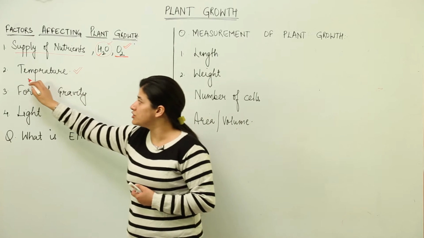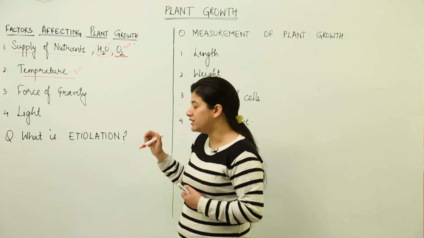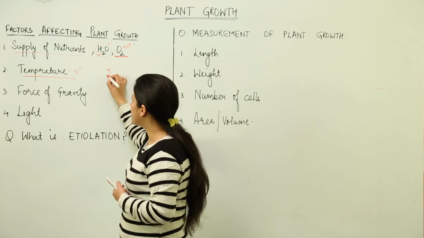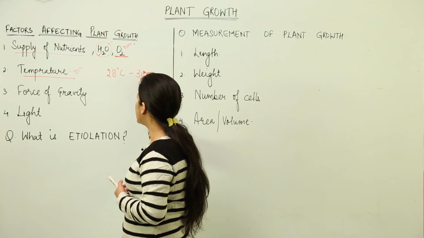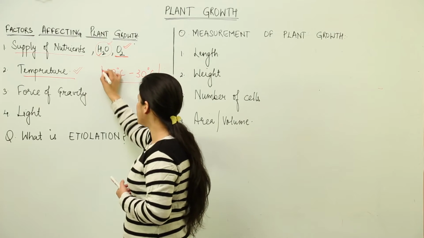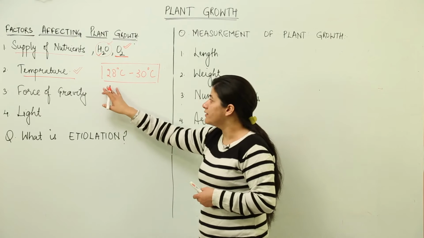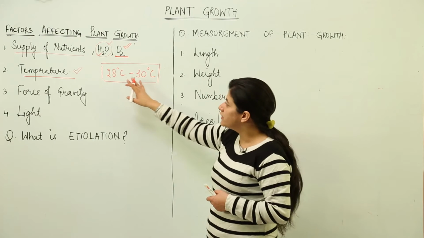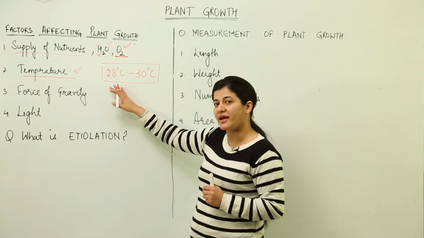So temperature is very important for the enzymatic activity inside the plant cells, and the temperature optimum that we take for all the plant cells is 28 degrees Celsius to 30 degrees Celsius. That means within this temperature range, the enzymes are able to perform their best functions, and the plant shows the maximum growth.